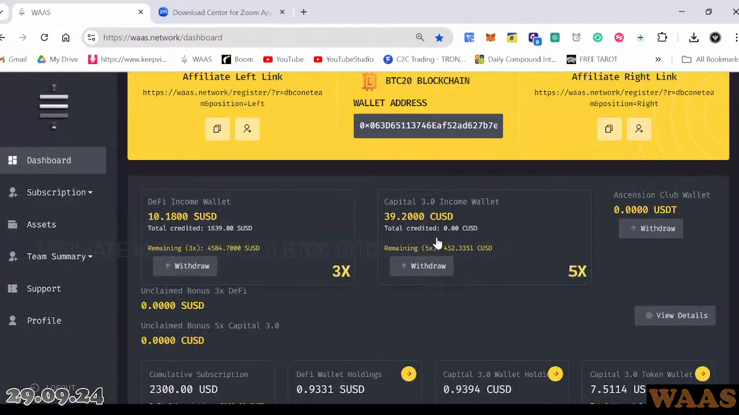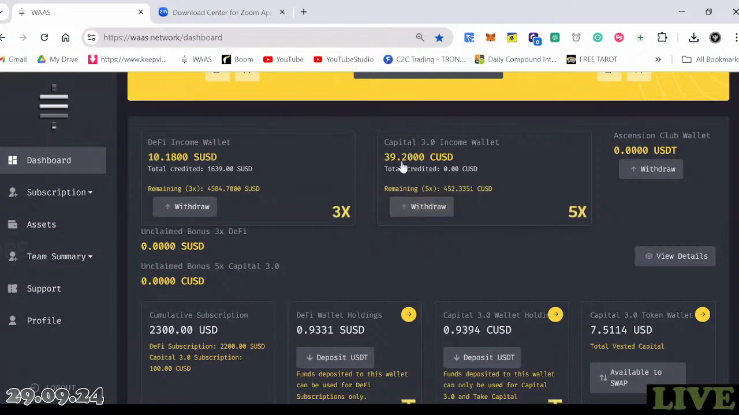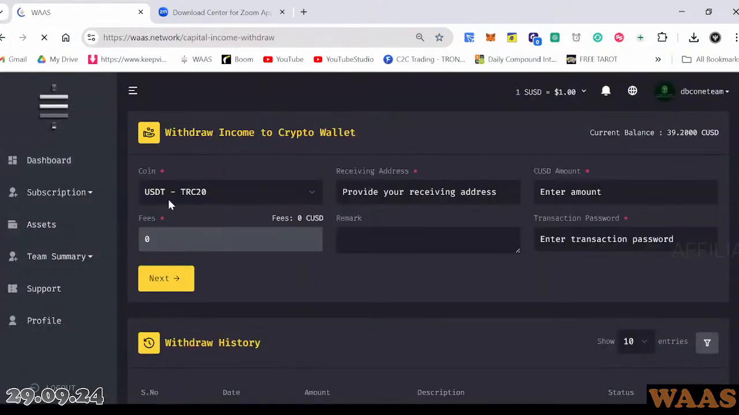So any package that you buy on Capital 3.0 gives you a potential earning of 5x. That means you will make at least 5x. This 5x can be claimed in affiliate commissions. So like you see, this is then income. And on this, you can see a $100 Capital 3.0 package, 500 CUSD, that is the potential earning. And whatever commissions I can withdraw in TRC20, right?